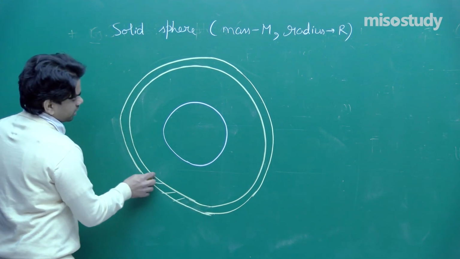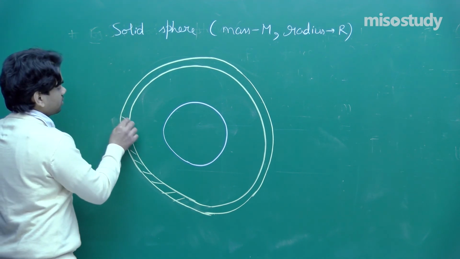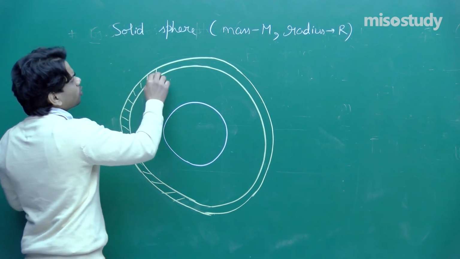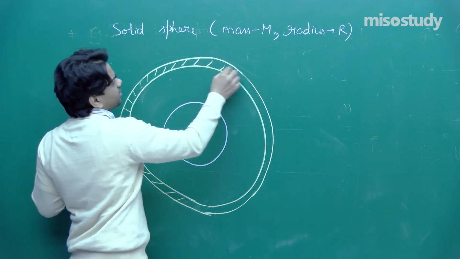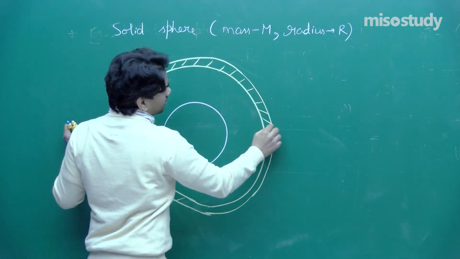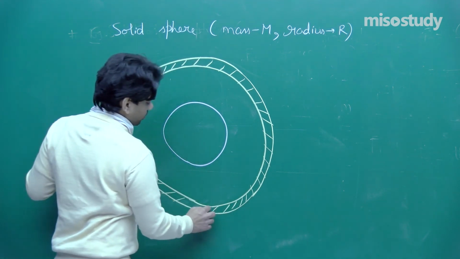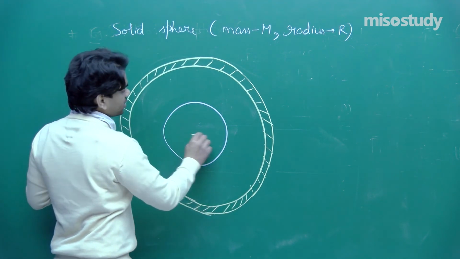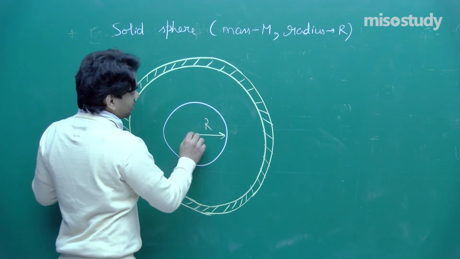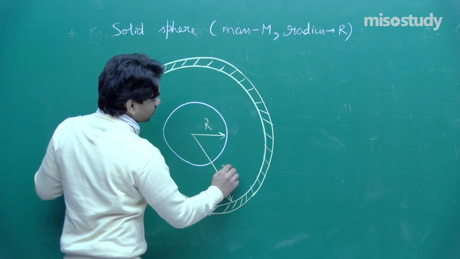So this shaded portion is representing the hollow sphere. Mass is the same, both masses are the same, and the radius is just different. The hollow sphere radius is twice that of the solid sphere. So what I'm going to show you, this radius is given as r and this radius is given as 2r.